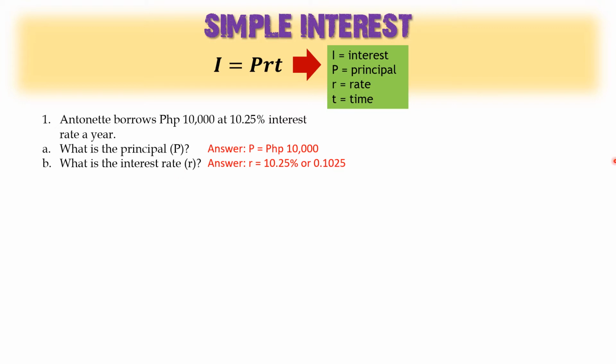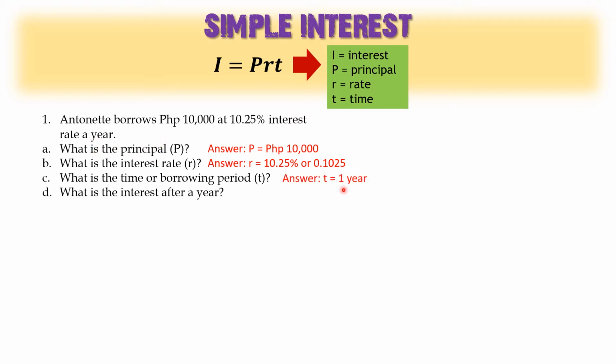Okay, next we have what is the time or borrowing period? That is a year after 1 year. So that is 1 year. Next question, what is the interest after a year? So this time, we are going to have to use the formula given above.